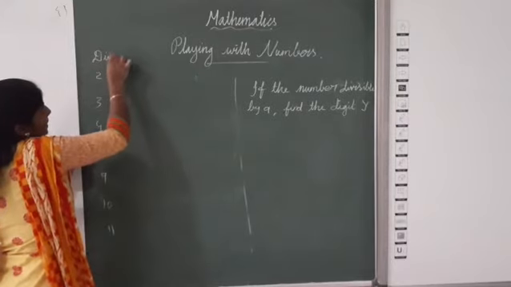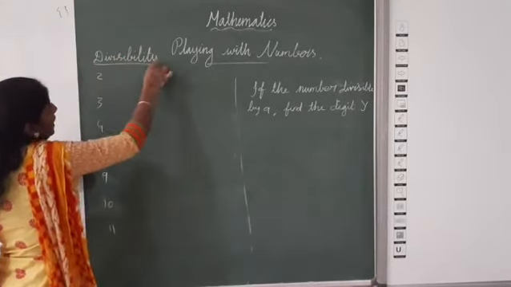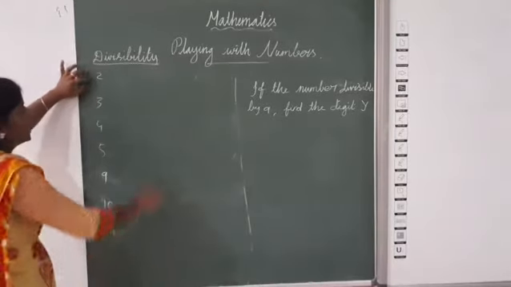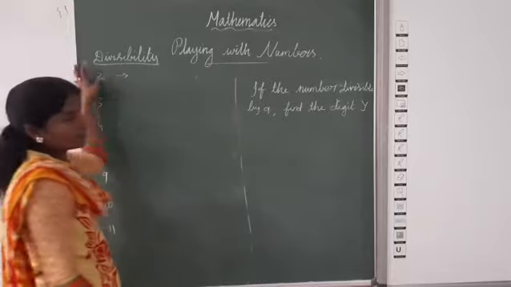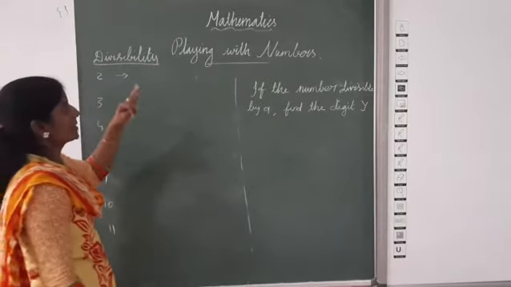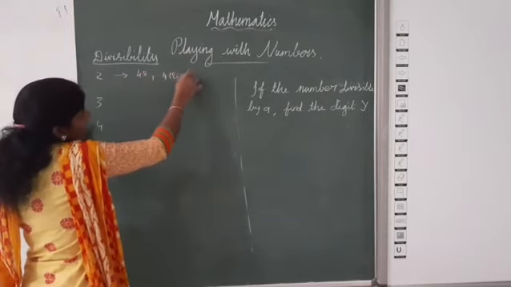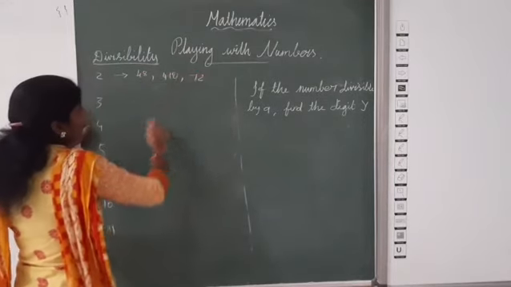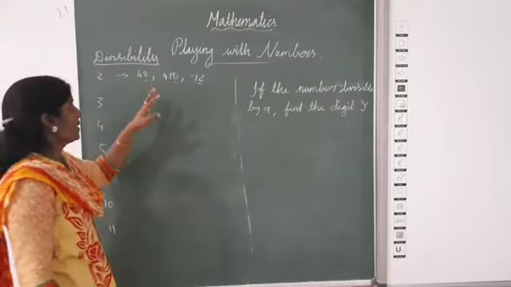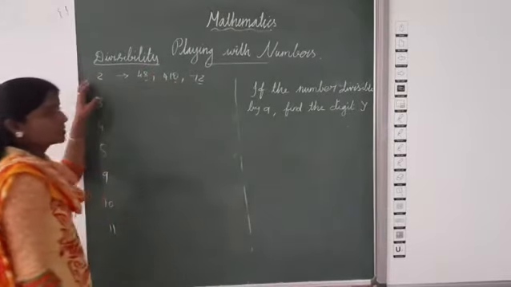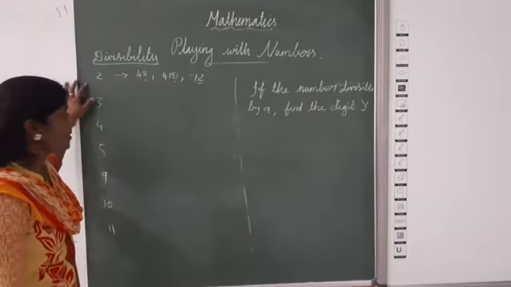Divisibility. Okay? Divisibility. Now, divisible by 2 means that the number is an even number. The last digit is always 2, 4, 6, 8, for example 48, 410, 78. If the last digit is 0, 2, 4, 6, 8, then the number is divisible by 2.